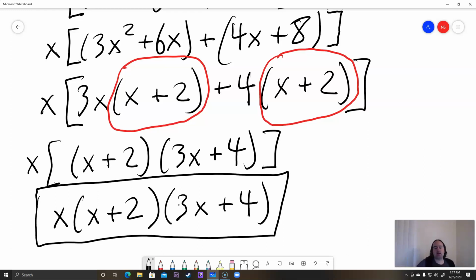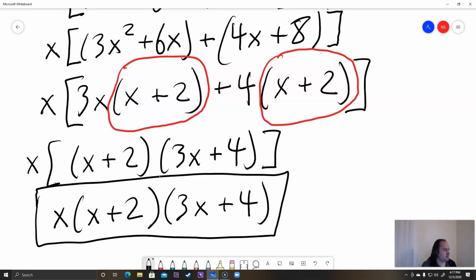And keep in mind that, remember when you're writing your answer, you can switch around the order a little bit, and that's still okay. So for example, you could have rewritten it as x times 3x plus 4 times x plus 2. That would also be acceptable. Because when you're multiplying, the order doesn't matter, so you can switch around the orders of these factors if you need to. Okay? All right, cool.